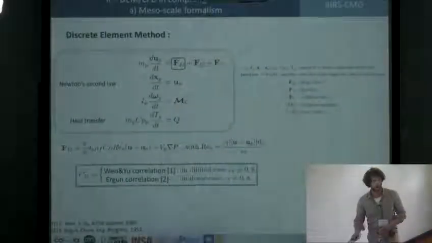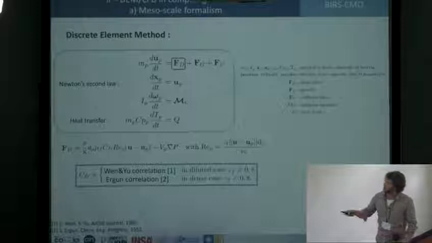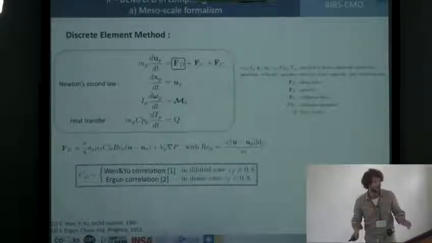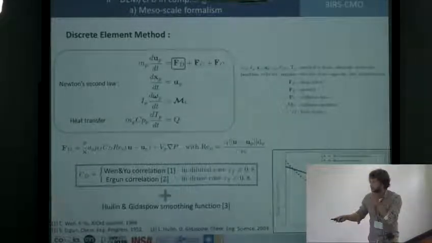So regarding the rest, basically, we are just using for now the Wen and Yu and Ergun correlations, sometimes with the help of a smoothing function.